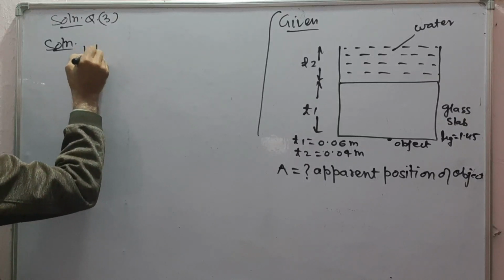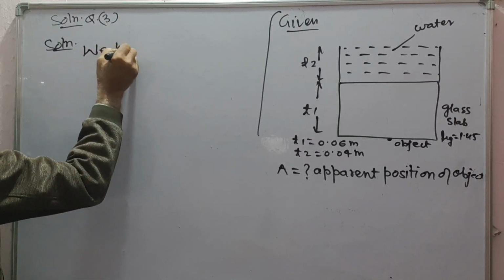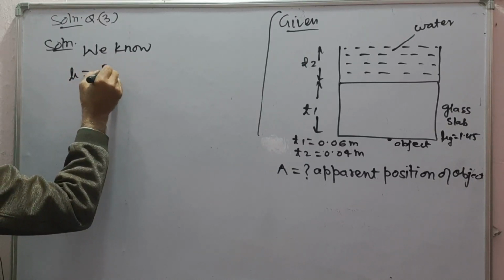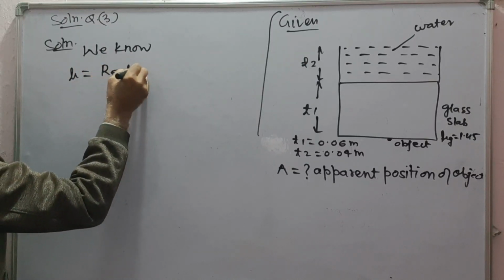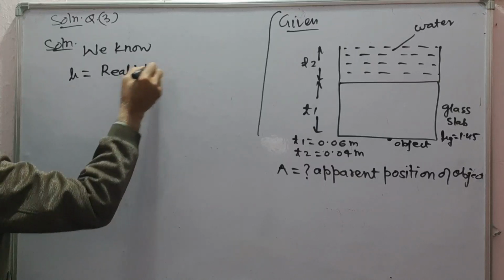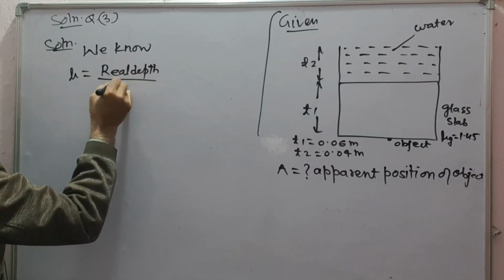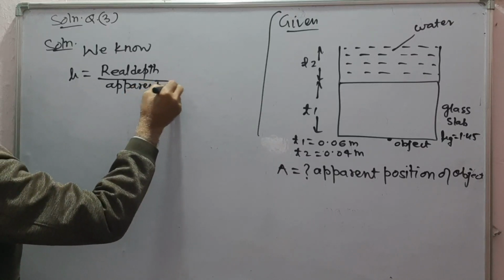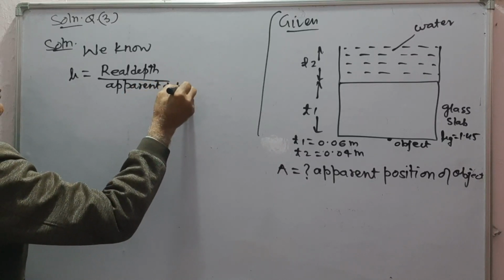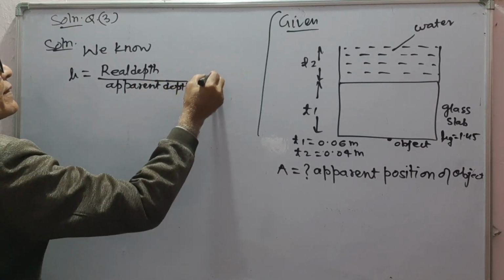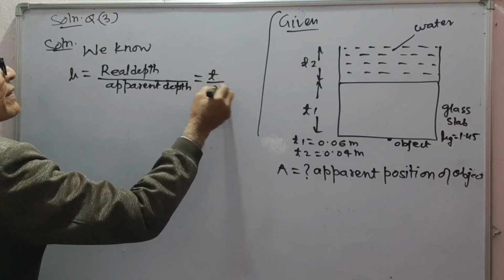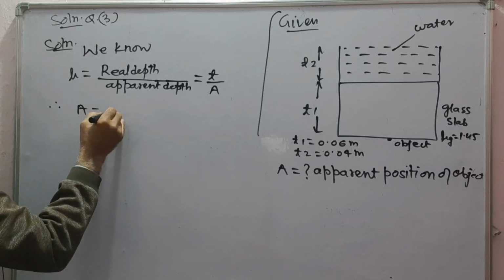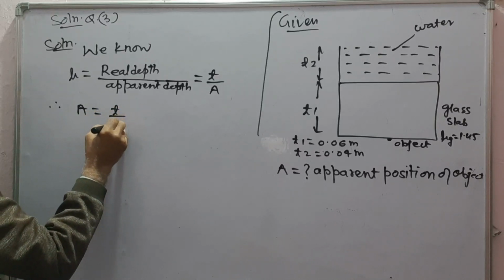We know refractive index mu is the ratio of real depth and apparent depth, that is T upon A. Therefore, A will be equal to T upon mu.